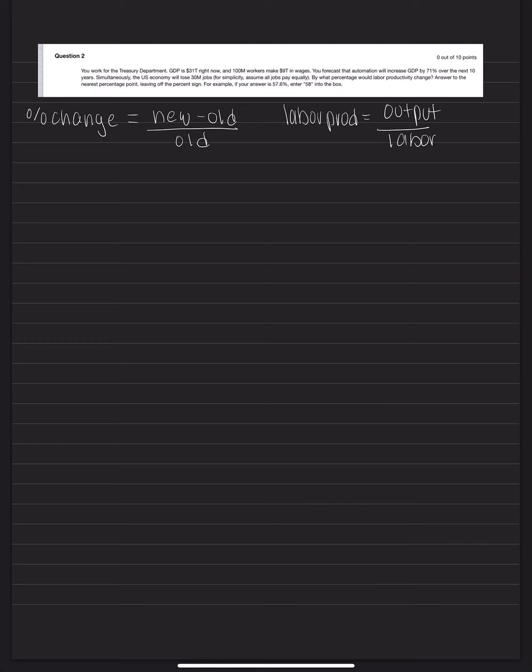So, the next thing we're going to want to do is find what the old and new labor productivity equations are. So, for old, we're going to have 31 trillion divided by 9 trillion, and that is going to get us 3.44. Now, for the new labor productivity, we don't know what the cost of labor is exactly, so we're going to have to figure that out.